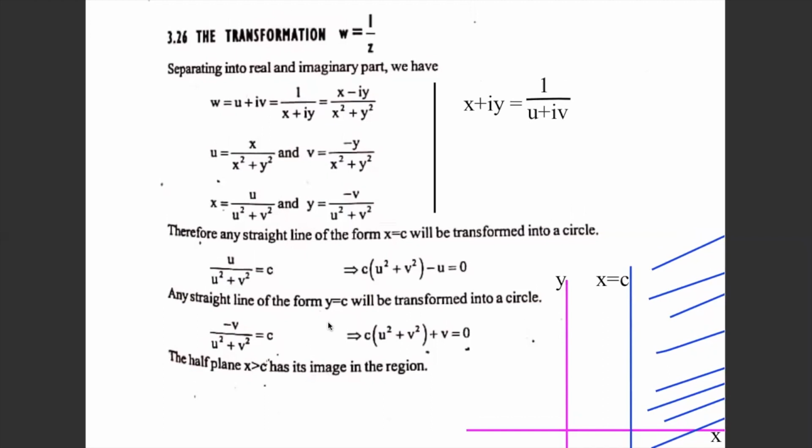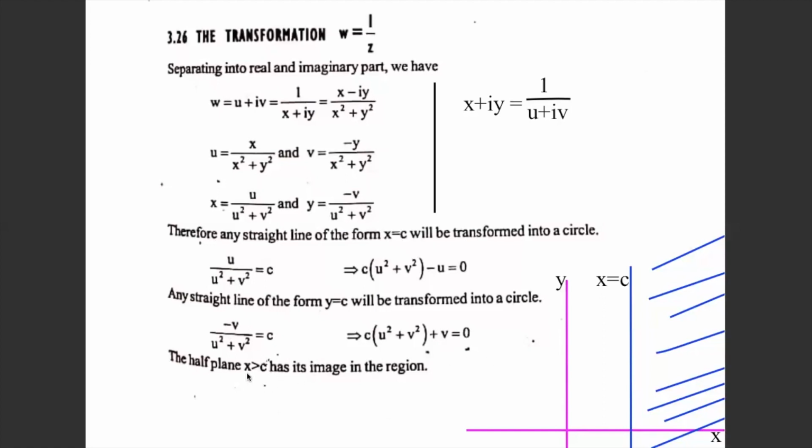Now, any line Y equal to C is transformed into a circle C into U square plus V square plus V equal to 0. For that, we will substitute the value for Y. Y equal to C implies that C equal to minus V by U square plus V square, or C into U square plus V square plus V equal to 0. Now it represents a circle. Y equal to C is transformed into a circle.